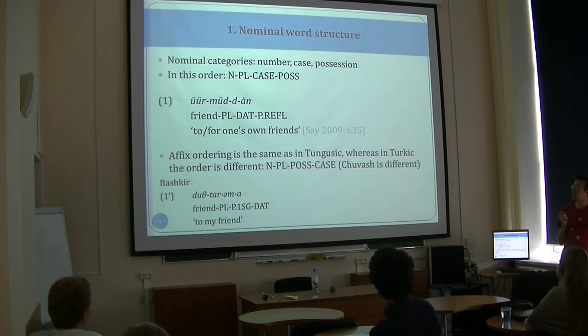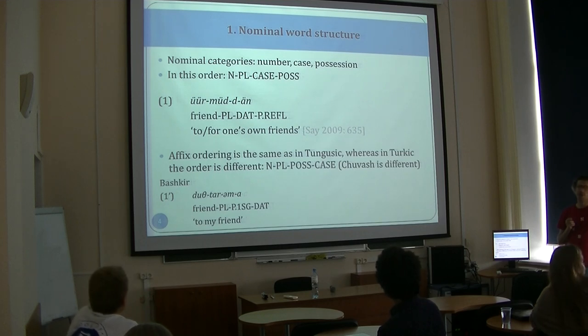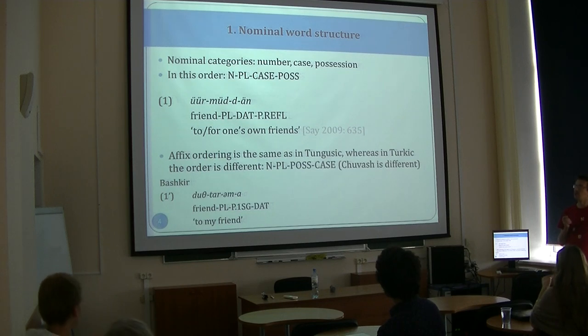In fact, there are some complications here. This system of three categories might be slightly the outcome of a European perspective on something, but we'll work within this kind of paradigm. The markers of these three categories are suffixes, and they come in this order: number, then case, and then possession. So the root, then the plural marker, then the case marker, and then the reflexive marker.